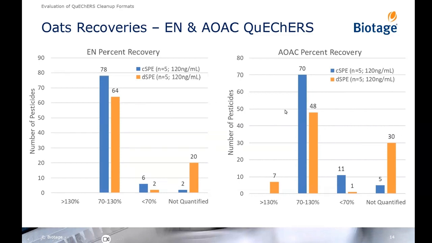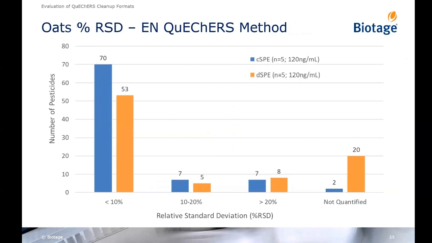But in both cases, the CSPE seemed to outperform the recoveries, the accuracy of the dSPE cleanup technique. So sticking with the EN, let's take a look at the RSD for oats. And I focused on the EN because the EN had better recoveries compared to AOAC for both CSPE and dSPE. So I thought it would be more interesting to look at the EN.